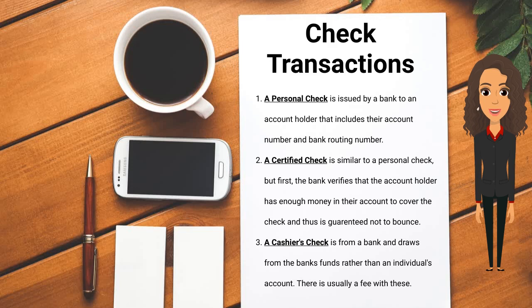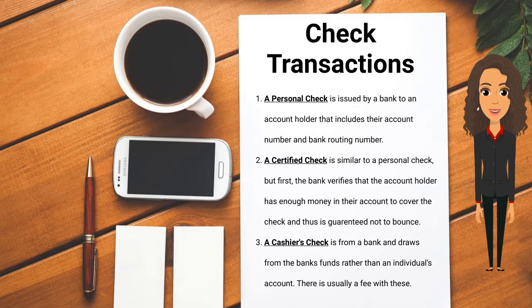Check transactions. A check is a written, dated, and signed document that directs a bank to pay a specific amount of money from one bank account to another. While there are many types of checks, most student organizations will deal with 3 types of checks: personal, certified, and cashiers. A personal check is the most common type of check that student organizations will deal with. Let's talk a little more about all 3.